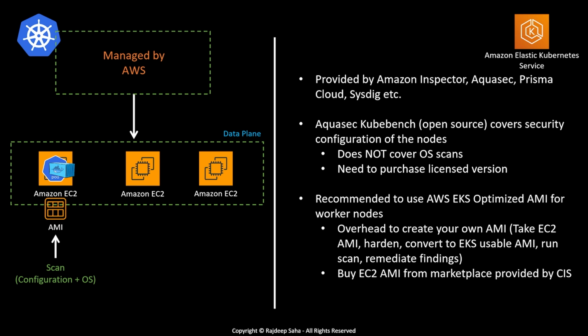The other option is you can buy an EC2 AMI provided by CIS. So this is a hardened EC2 AMI. So you don't need to harden the EC2 AMI yourself, and then you can run some HashiCorp Packer, Ansible scripts to make it usable for EKS. And a control plane EC2 AMI is managed by AWS, so you don't need to do anything for that.